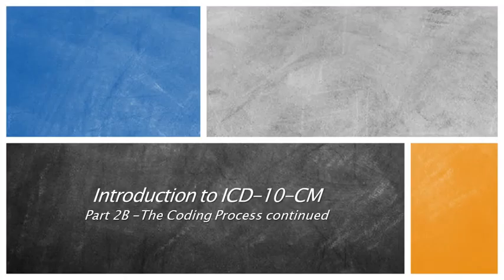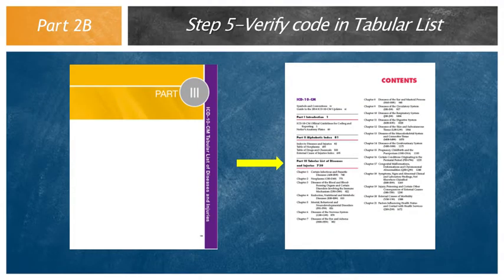In Part 2A, you followed the steps to locate a code in the alphabetic index for acute upper respiratory infection. Before you continue, make sure you have watched Part 2A and open the ICD-10-CM coding reference manual to the first page of the tabular list. The tabular list is Part 3 of your ICD-10-CM coding manual.